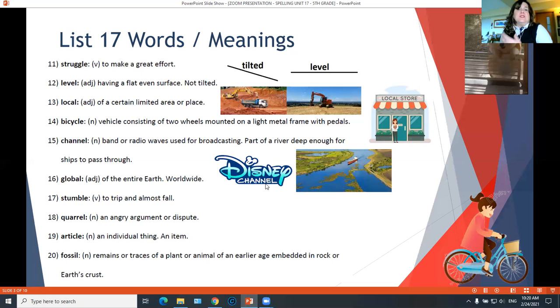For example, Disney Channel is a television band or channel. Disney Channel. You have several channels when you're looking at TV. Okay, so they are bands or radio waves that you use for broadcasting either for radio or TV. And it's also a part of a river that is deep enough for a ship to pass. In the picture we can see we have a big river here, and the ship is navigating through one of its channels. Okay.